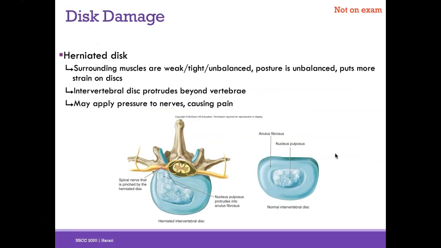Herniated disc is also another common disorder that's technically a joint. That's where the intervertebral discs protrude beyond the vertebrae. This might apply pressure to the nerves, which causes intense pain. And when your muscles are weak, or your posture is unbalanced, you just continue to put more and more strain on your discs. And this might have to be surgically intervened with.